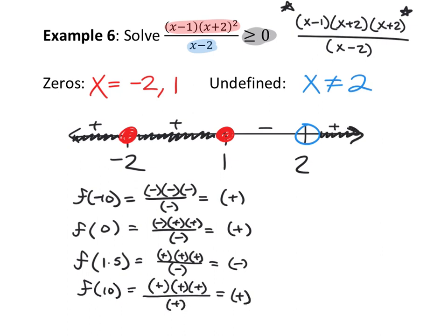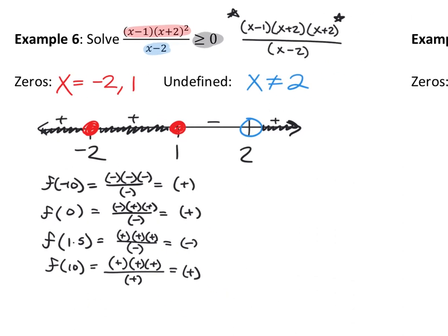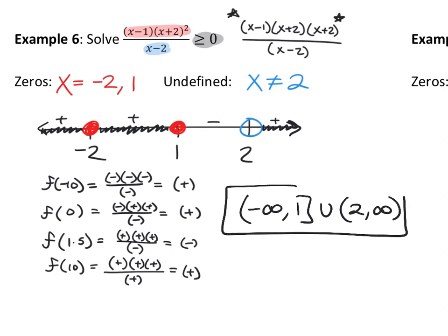Now hopefully we all got here. Whether or not we wrote the next part correctly is yet to be seen, but if we've gotten here, we're in good shape. Here's how we should write the answer. The solution set is from negative infinity to 1, close bracket, and then parentheses 2 to infinity. Why?